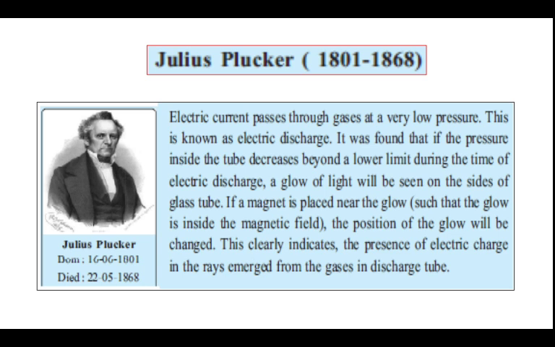Next is Julius Plucker. Electric current passes through gases at a very low pressure. This is known as electric discharge. It was found that if the pressure inside the tube decreases beyond a lower limit during the time of electric discharge, a glow of light will be seen on the sides of glass tubes. If a magnet is placed near the glow, the position of the glow will be changed, and this clearly indicates the presence of electric charge in the rays emerged from the gases in a discharge tube.